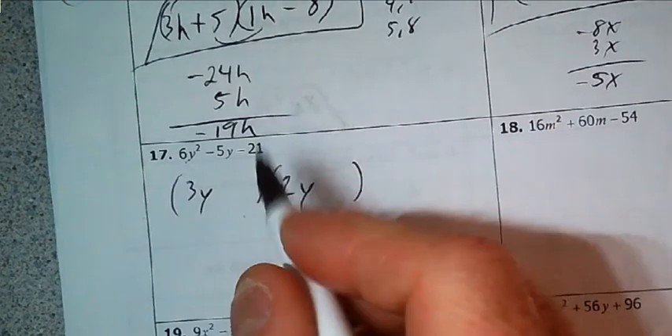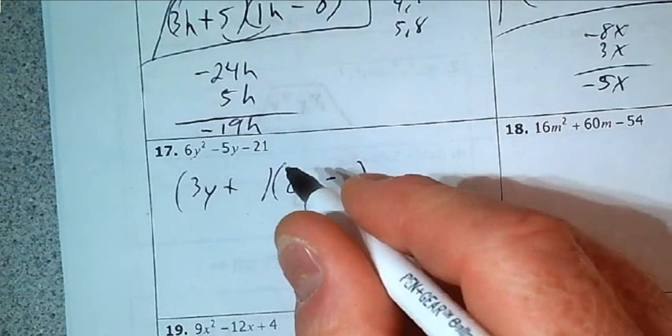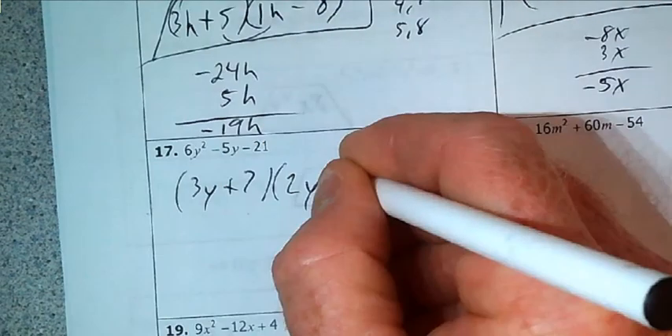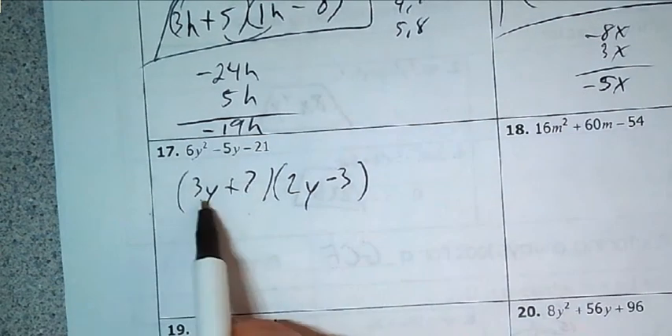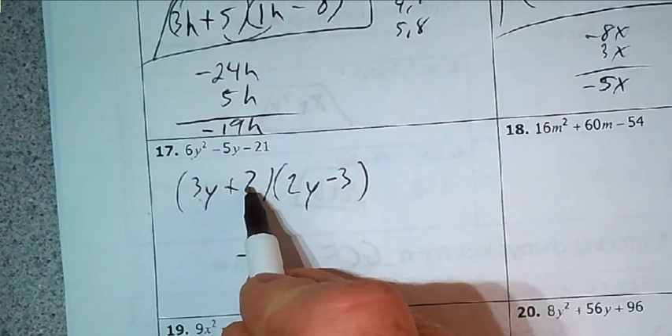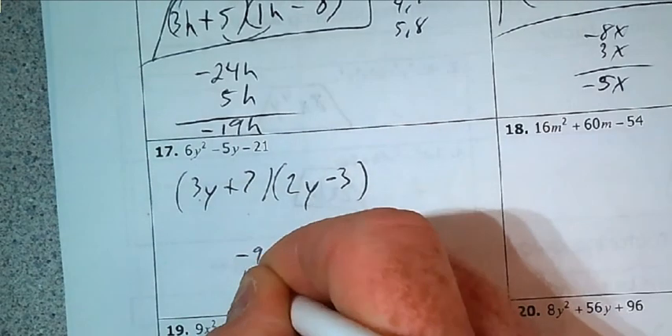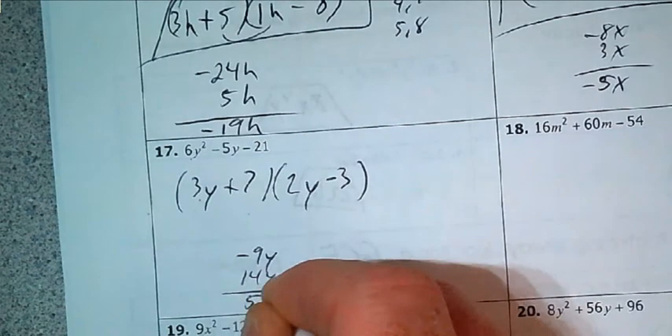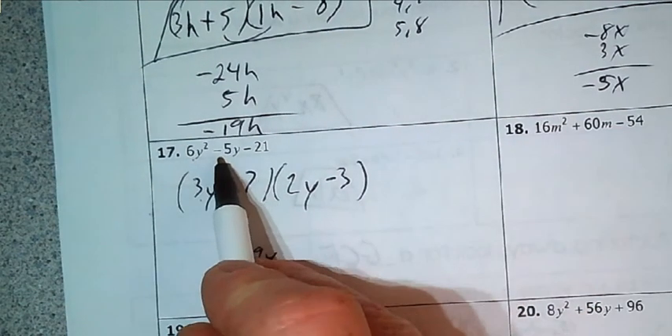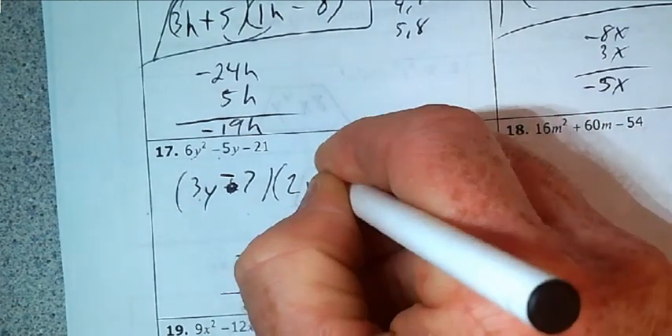we're going to have a plus and a minus. We want the factors of 21 that are closest together. What are those? 7 and 3. 7 and 3. Let's check it. 3y times negative 3 is negative 9y. And then 7 times 2y is 14y. And that's positive 5y. We're close. Switch the signs because we want negative. Negative 7 plus 3, and we're done.